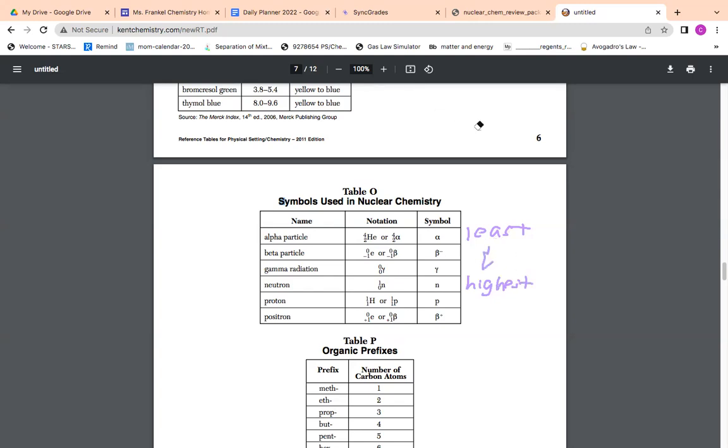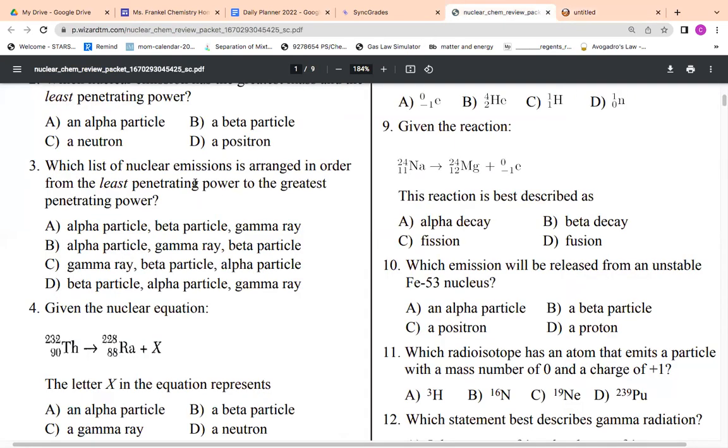So it goes from least to highest, and again, protons and positrons don't have any penetrating power at all, so it doesn't apply to them. So if we go back to the question, they want least penetrating power to the greatest penetrating power. So this one is just basically in alphabetical order. So again, we should go with choice A. Alpha has the least, beta, medium, and gamma pretty high. Neutron is the highest, but gamma is also up there. So out of this list, we would want to go with choice A.